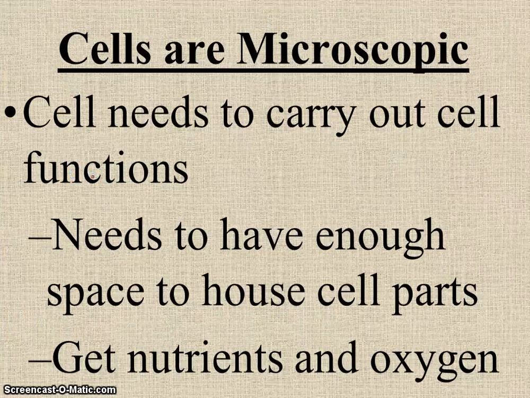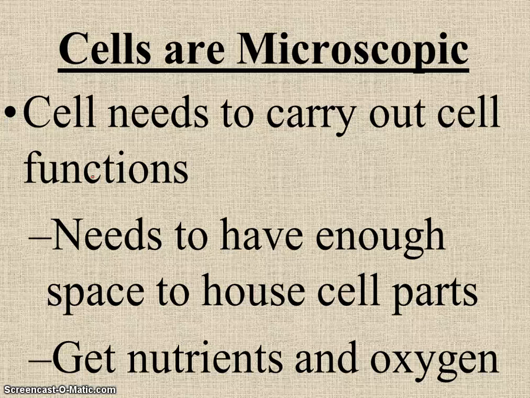All right, so some things we need to know about cells. They are microscopic, okay? They are small because they need to carry out all of the cell's functions. If they were too big, they would not have enough energy to supply it or the directions needed. So they have to be small in order to get the nutrients and oxygens to all of the cell parts.